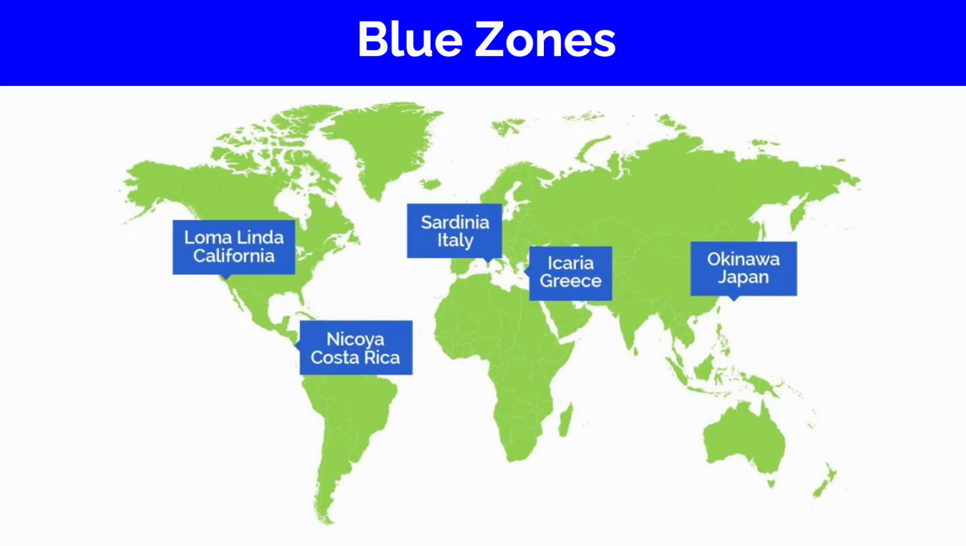So the blue zones, these are 5 regions that are known to have residents who comparatively live the longest, healthiest lives. They have lower levels of chronic diseases compared to the rest of the world. These can include regions like Loma Linda, California, Nicoya, Costa Rica, Sardinia, Italy, Ikaria, Greece, and Okinawa, Japan.